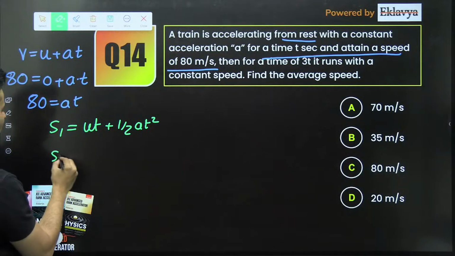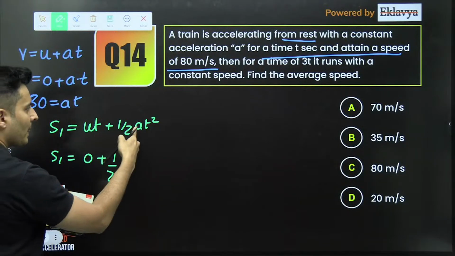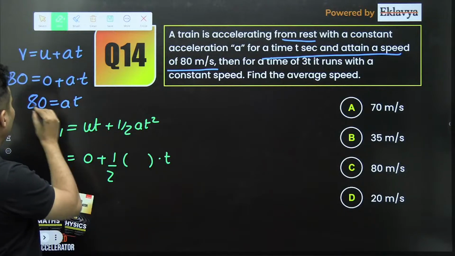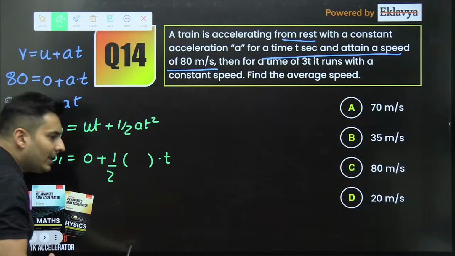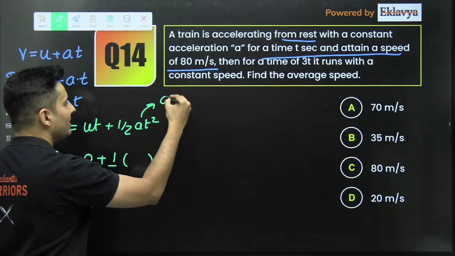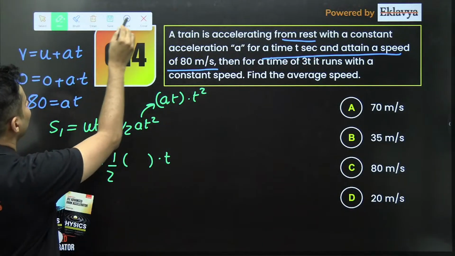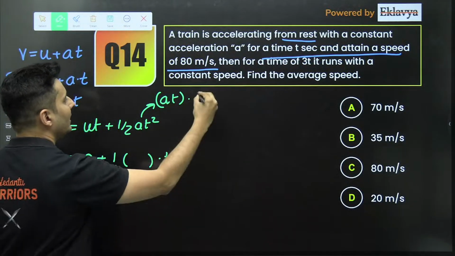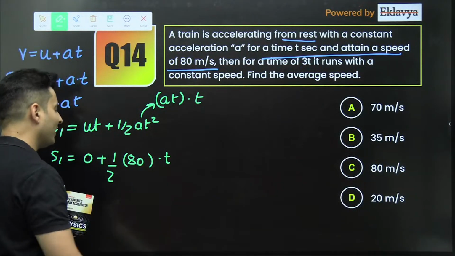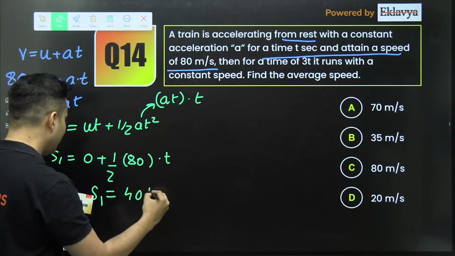So S1 I do not know, initial speed is 0, half, I can do one thing, 80 square I can write it as 80 into t. This is 80 into t square. No, sorry, 80 into t. My bad. 80 into basically t. This 80 is 80. Okay, so I'll put 80 over here. Great. So this will just become nothing but 40t.